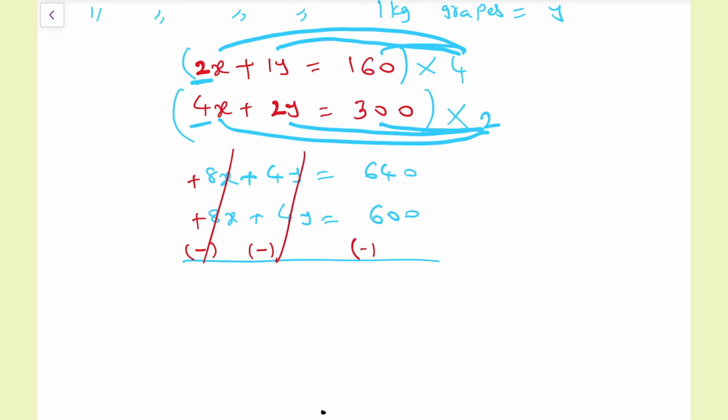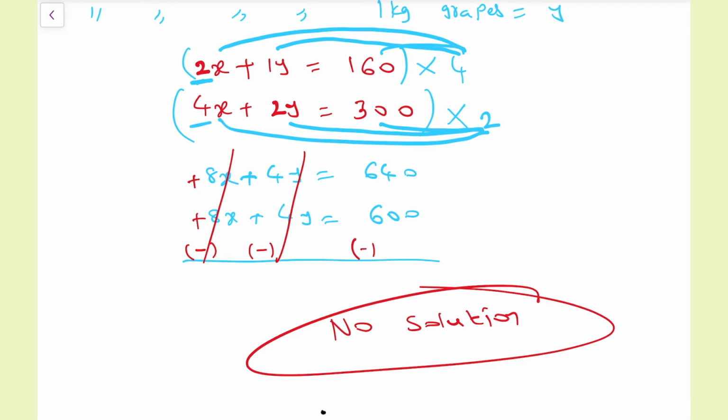In this case, both the x variable as well as the y variable were cancelled. So we can say that there is no solution for this. It means if we draw the graph for these two equations, we will get parallel lines. So let us do the graph now.